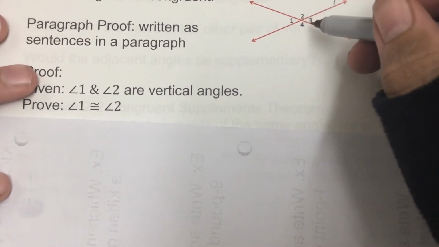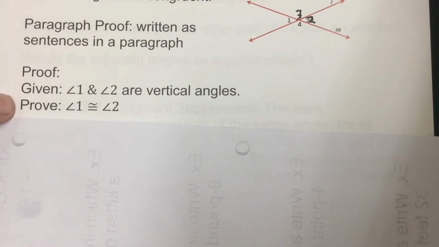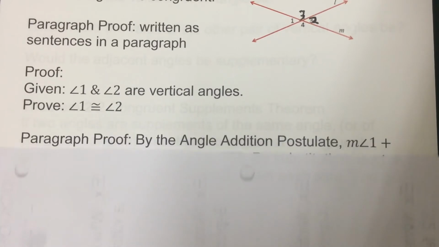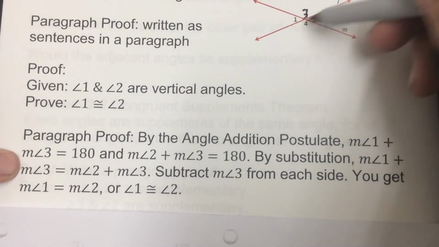Now, this one here doesn't quite match up with this one, so I'm going to rephrase this. So this will be angle 3, and this will be angle 2, just so that it matches what our proof is. So with the paragraph proof, we're going to write out sentences. By the angle addition postulate, we know that angles 1 and 3 are going to be 180. 1 and 3 form a straight line, so they're going to be 180.